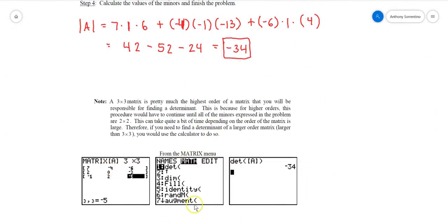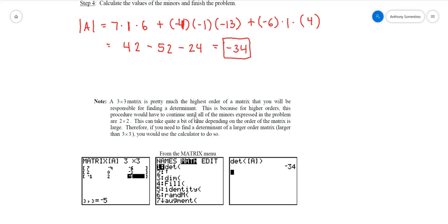Show you how to do it on your calculator. And a 3 by 3 matrix is pretty much going to be the highest order matrix that you're responsible for being able to find using this method. You may be given some problems in your textbook that have a higher one, and it's good practice to do it. They do show you a procedure for it, but we're not going to get too far into that, and you're certainly not going to be given any problems where you have to find the determinant of a 4 by 4 matrix without using a calculator.